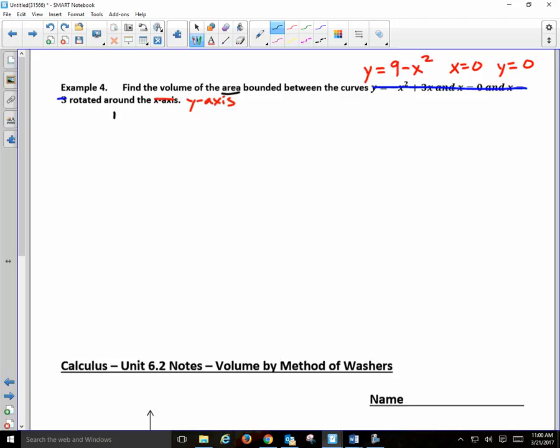So if I draw my x and y axis, what does 9 minus x squared look like? And it says that I'm bounded by x equals 0 and y equals 0. X equals 0 is the y-axis, and y equals 0 is the x-axis. And so this is the region that we're looking at. That's my area.